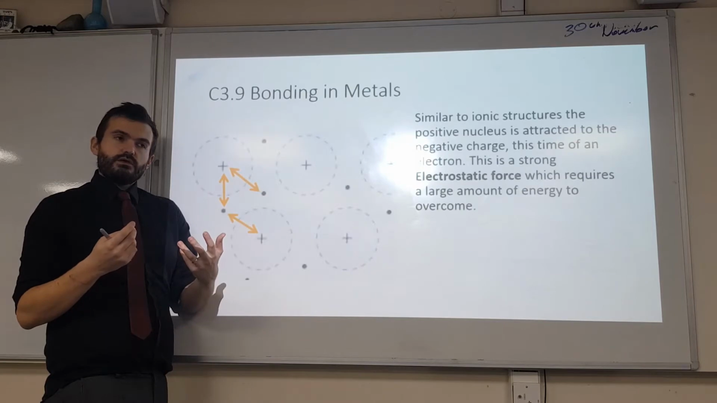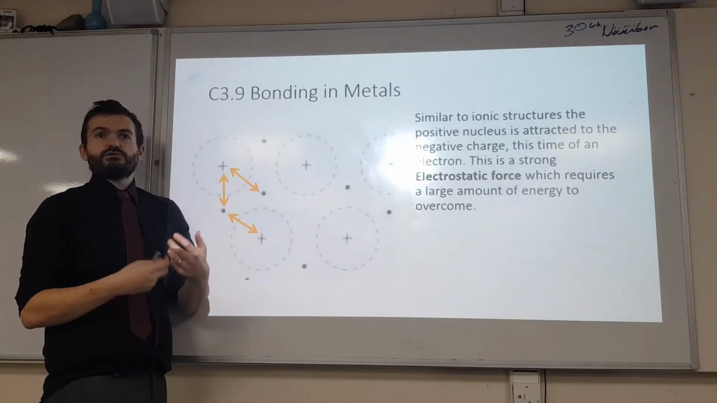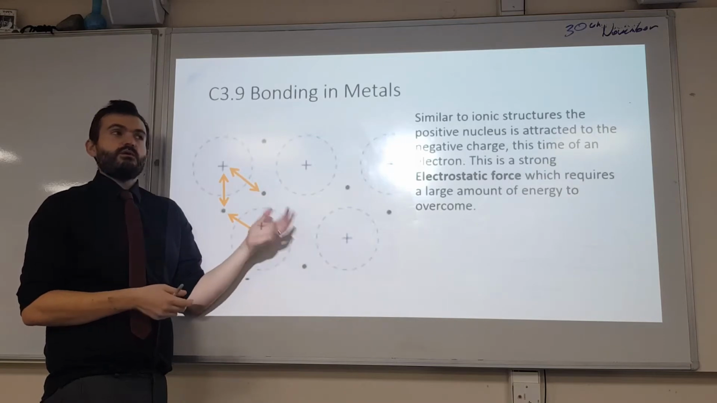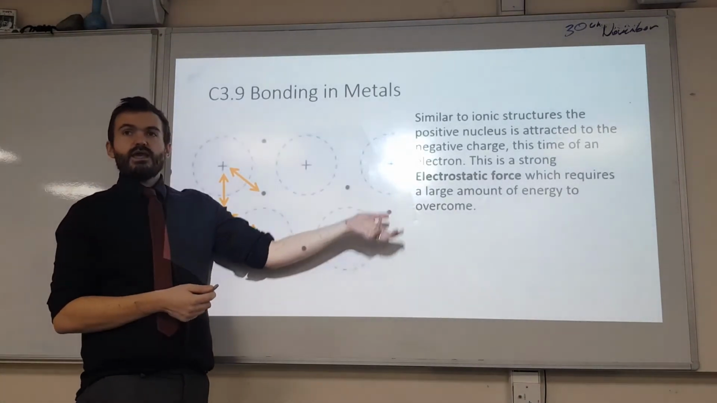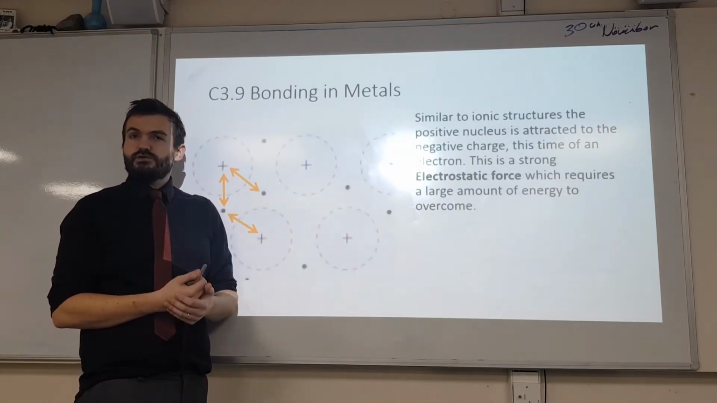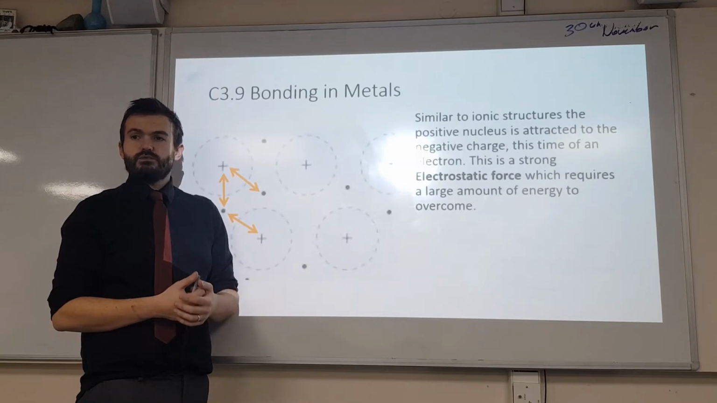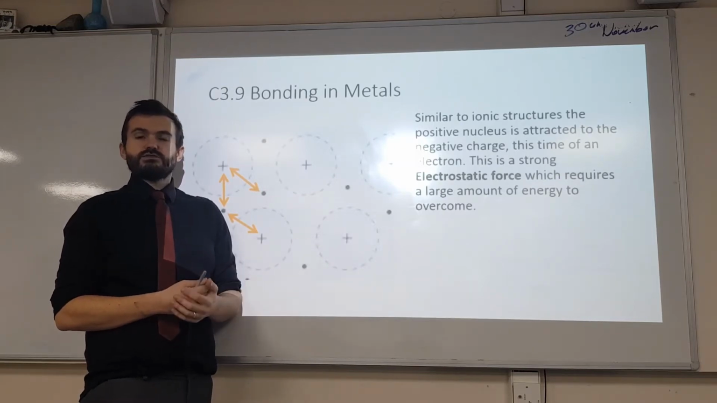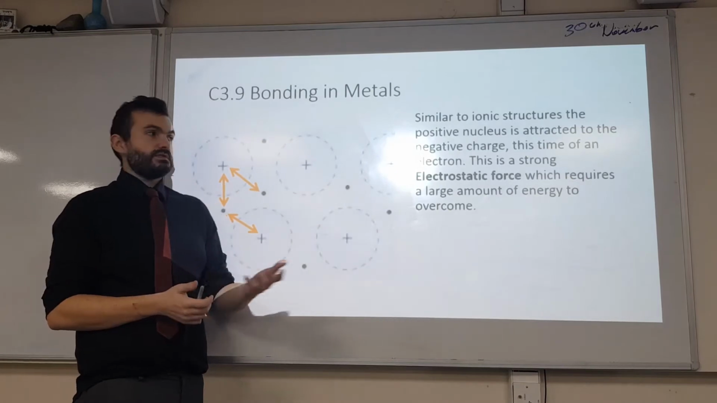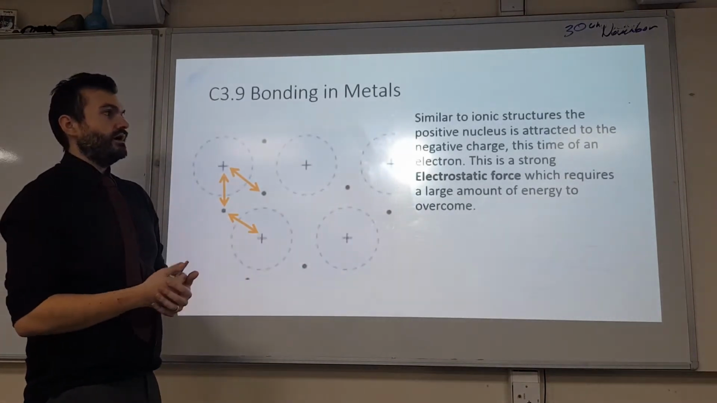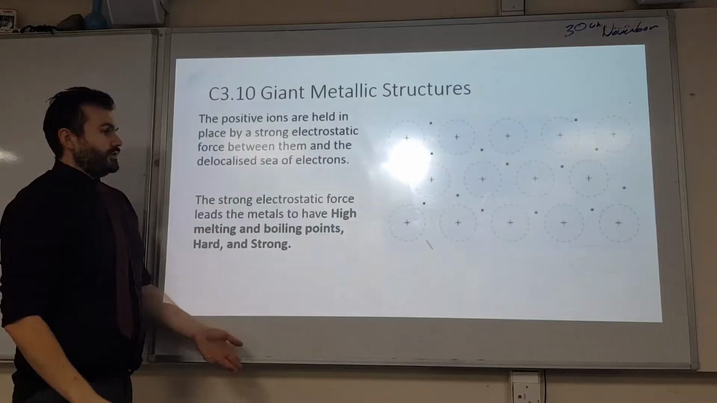Unlike in an ionic structure, where we had electrostatic forces creating a high melting point, with our metal, again, we have these electrostatic forces. They need a large amount of energy to overcome, so we get a high melting and boiling point. The vast majority of metals have a high melting point. You do get some exceptions, but the vast majority have relatively high melting and boiling points.